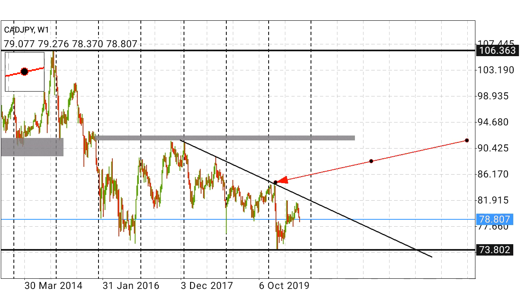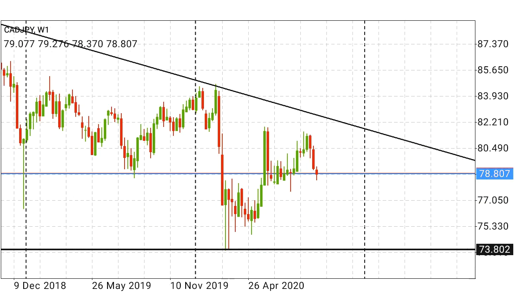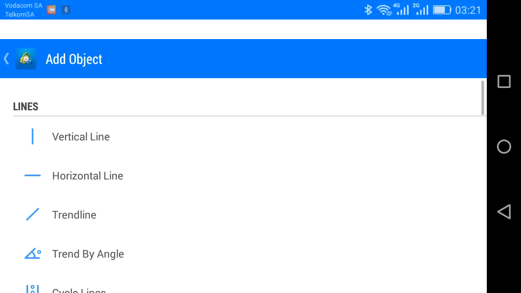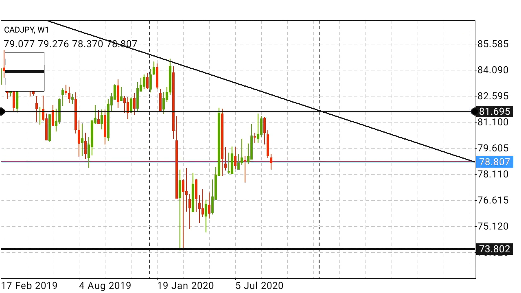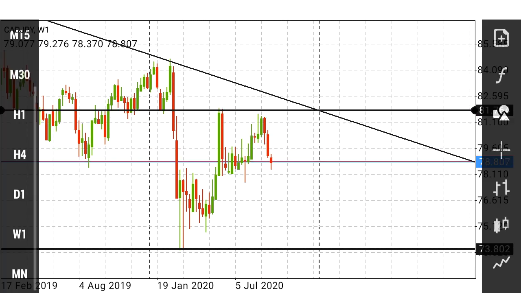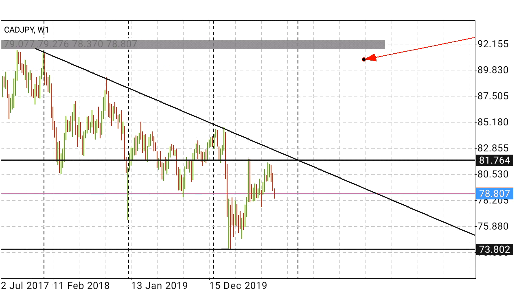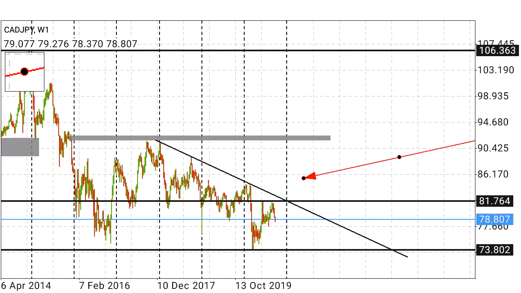Automatically, the price decided to come back to our trend line. What did it do? Just turned. Came here. And now, where are we currently? I'm just analyzing for you guys. Where are we currently? We are here. You see? And we are here, guys.